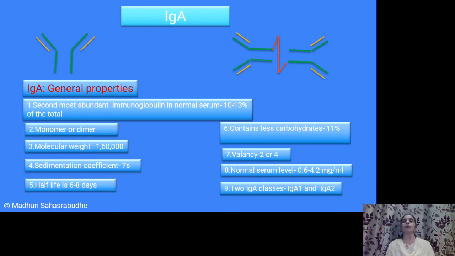In IgG, valency is only 2, that is, it can bind only 2 antigens, whereas IgA can bind 2 if it is a monomer, or if it is a dimer, it can bind 4 antigens. Normal serum level is 8 to 16 milligrams per ml in IgG, whereas in IgA it is 0.6 to 4.2 milligrams per ml. IgG has 4 subclasses, IgG1, G2, G3 and G4, whereas IgA has 2 subclasses, IgA1 and IgA2. Moving on, a very important point to note is that IgA exists in 2 forms.